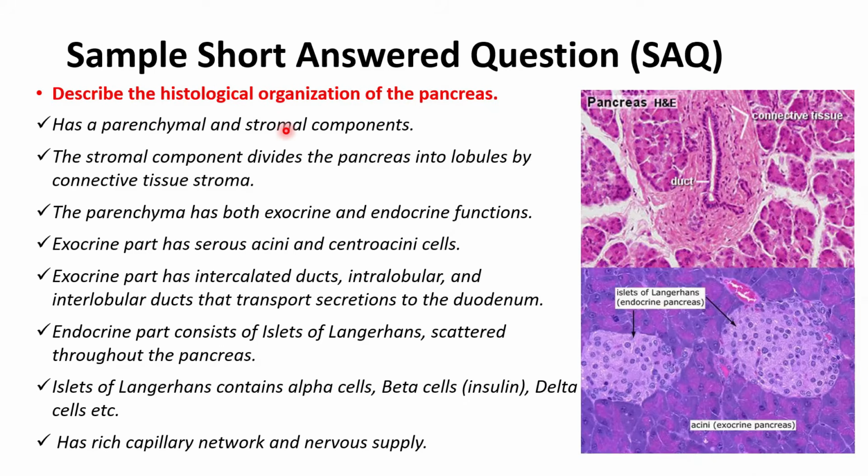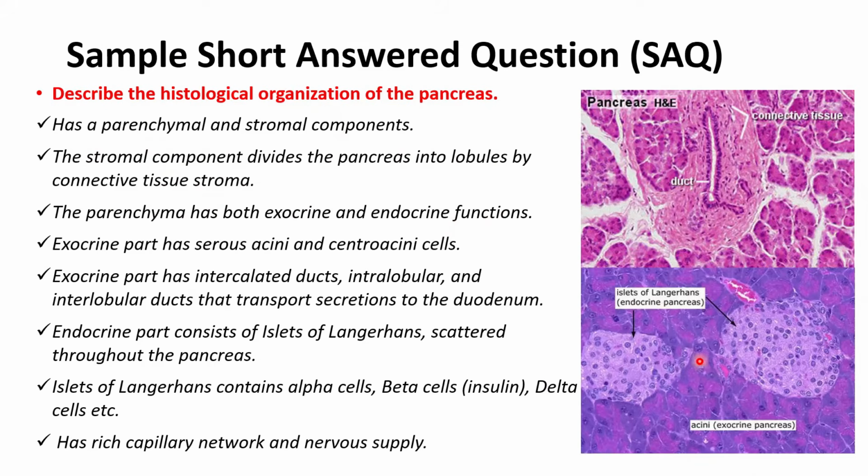So first things first, the pancreas has a parenchyma and a stromal component. Remember, the parenchyma is the exocrine and endocrine parts. The stromal component is the capsule that covers the whole of the pancreas and the branches that divide the pancreas into various lobules by connective tissue stroma. Then the parenchyma has exocrine and endocrine parts.